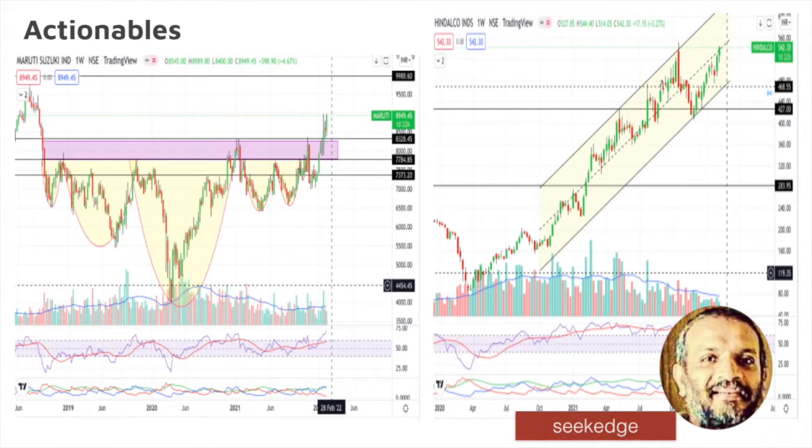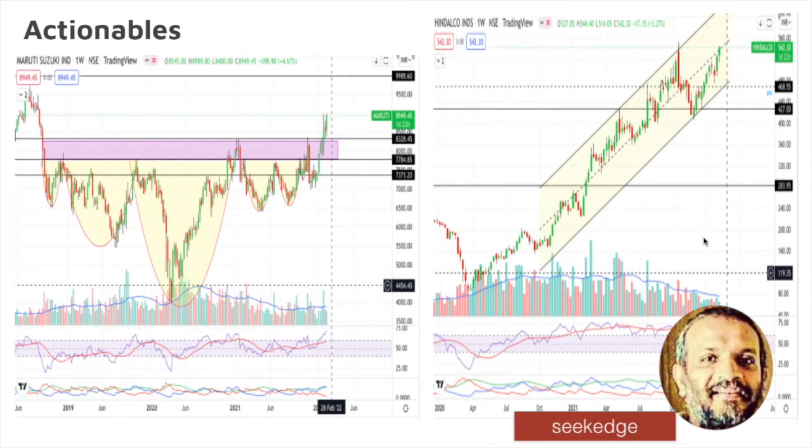Two actionables: Maruti, as the auto sector has performed very well on the weekly charts. Great volumes, great momentum, great trend in the short term and the medium term also, actually. It's an inverted head and shoulders pattern which has broken out from a resistance zone. It can give a good positional trade. There is a resistance up here at 9988. At least till there, it should be fine to go for a positional trade.